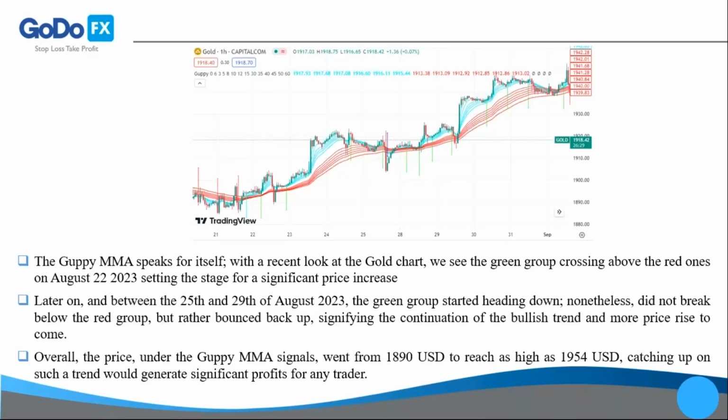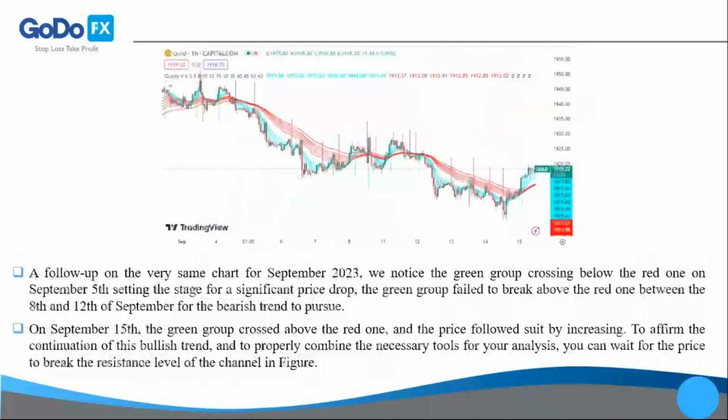A follow-up on the very same gold chart for September 2023, we noticed the green group crossing below the red one on the 5th of September, setting the stage for a significant price drop. The green group failed to break above the red one between the 8th and 12th of September for the bearish trend to pursue. On September 15th, the green group crossed above the red one, and the price followed suit by increasing. To affirm the continuation of this bullish trend and to properly combine the necessary tools for your analysis, you can wait for the price to break the resistance level of this channel in this figure.